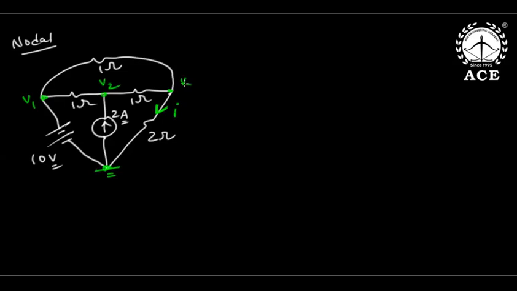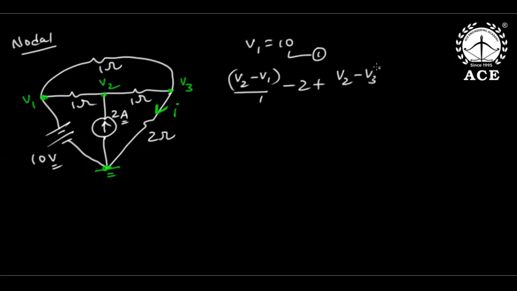Now if I write nodal, V1 is directly 10. Now the second equation. See, this is (V2 minus V1) by 1, minus 2, plus the current on the right side, (V2 minus V3) by 1, equal to 0. So this is 2V2 minus V3 equal to 12, because V1 is 10 only.